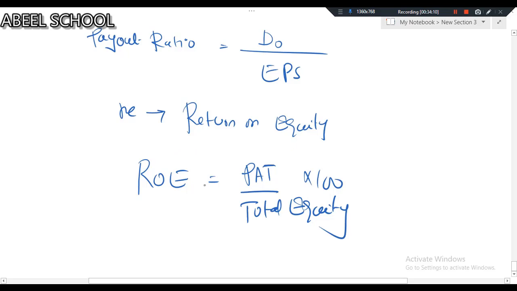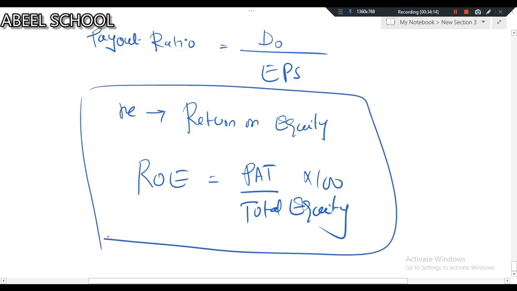RE is return on equity. We calculate RE like this. These things we actually use in F9. Obviously, in F9 we say RE is return on equity. How do we calculate return on equity? We calculate it simply by dividing profit after tax by total equity.